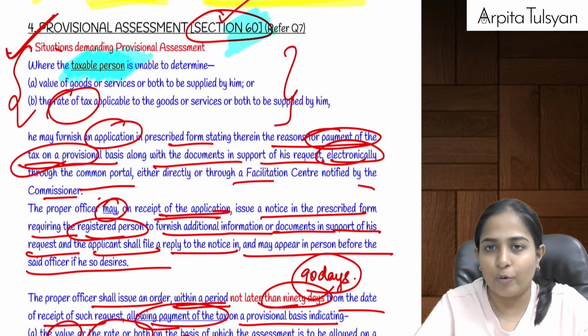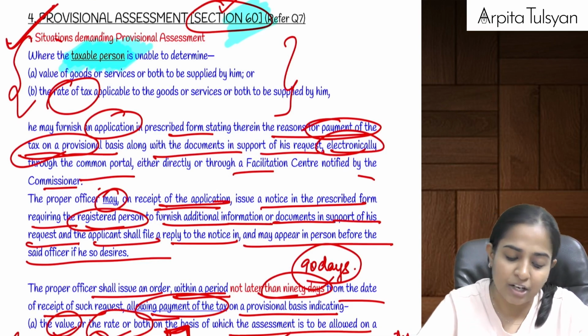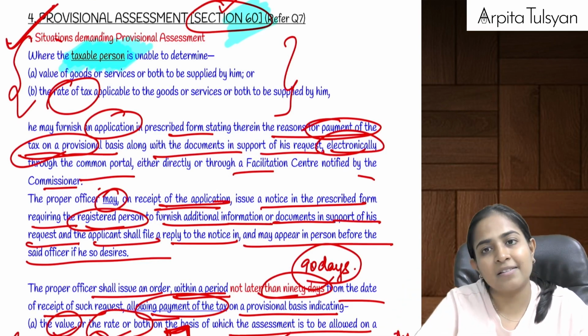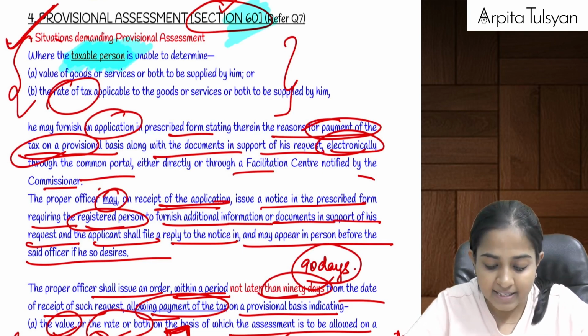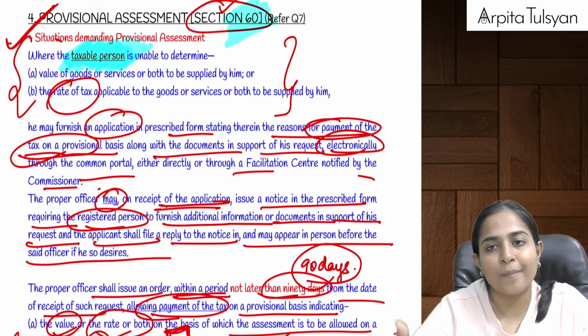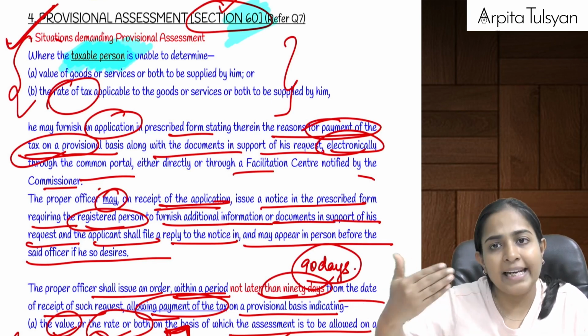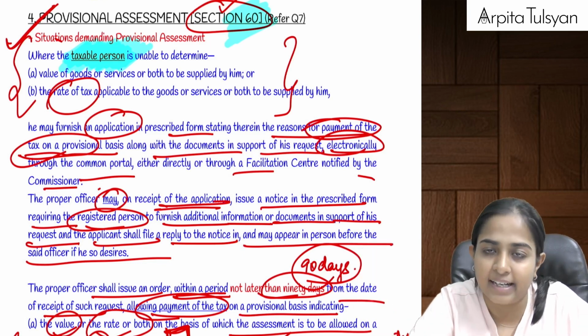So if we are not sure about the value or the rate of tax, we will make an application to the proper officer: sir, please allow us to pay the taxes on provisional basis, and then we will give you the documents and all the information. Later you can do the final assessment, and then we can determine the final tax liability.